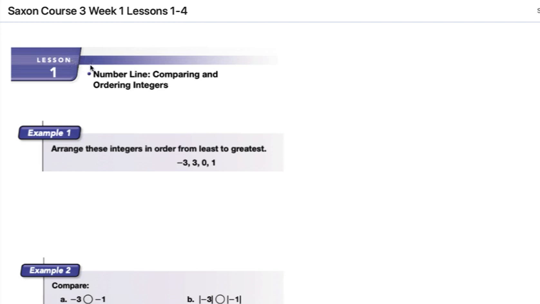Hey, Saxon Math, Course 3, Week 1, Lessons 1 through 4. Let's begin now with Lesson 1. We're going to talk about number lines and we're going to compare and order integers.